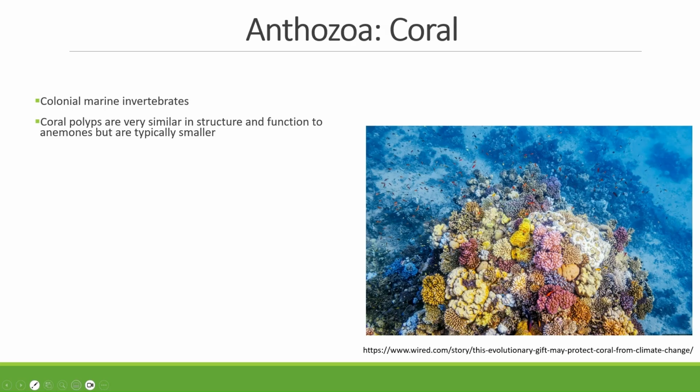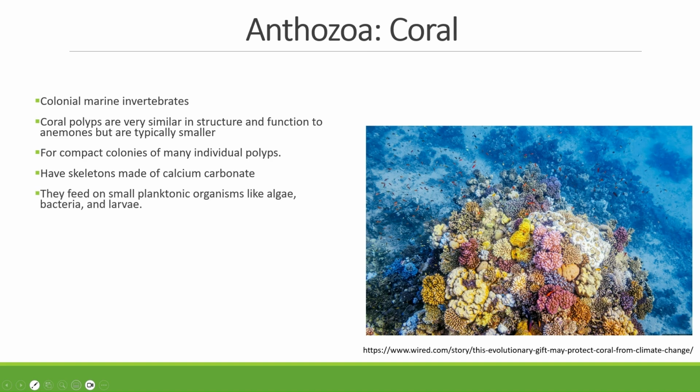Each polyp is much smaller than a typical sea anemone, but it has the same basic body plan: a mouth surrounded by tentacles, a pharynx, and a gastrovascular cavity divided by mesenteries. What makes corals unique is that they secrete a hard external skeleton made of calcium carbonate. Over time, these skeletons build up into massive reef structures.